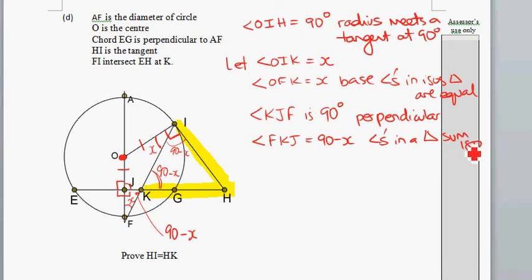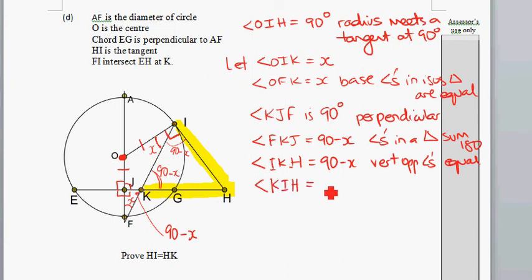Vertically opposite, so angle IKH is going to equal 90 minus x as well, and that's vertically opposite angles equal. That one there. Now if we go back up here, we've proved that that's 90. We know that that's x. Angle KIH is also 90 minus x. That's just using some algebra.